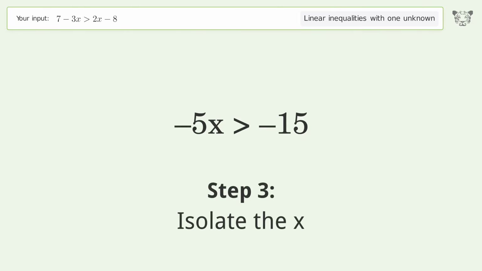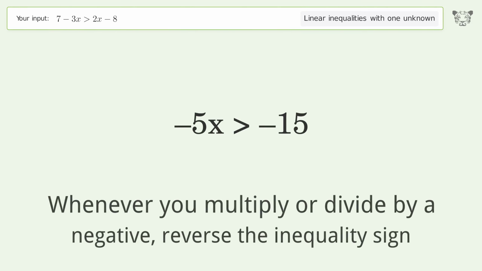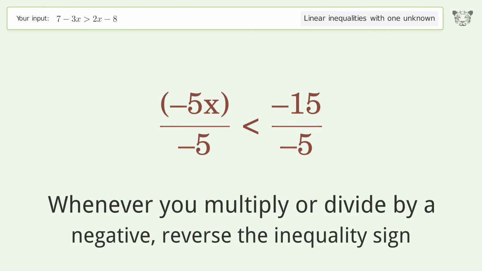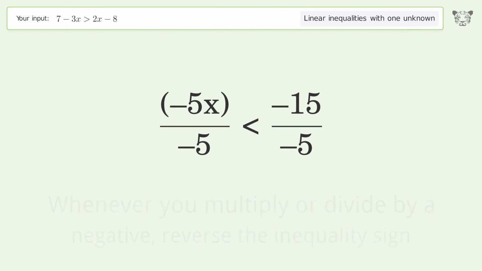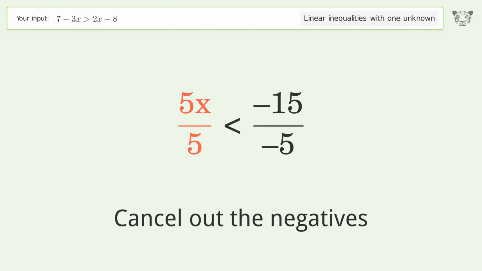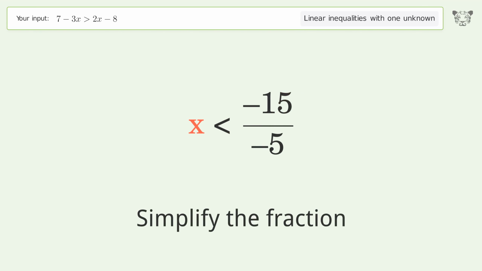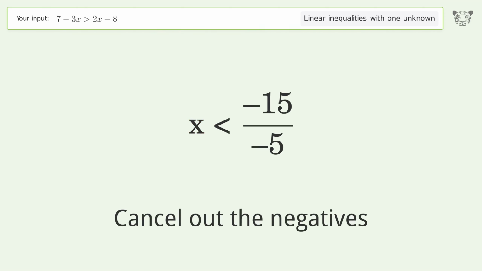Isolate the x. Divide both sides by -5. Whenever you multiply or divide by a negative, reverse the inequality sign. Cancel out the negatives. Simplify the fraction. Cancel out the negatives.